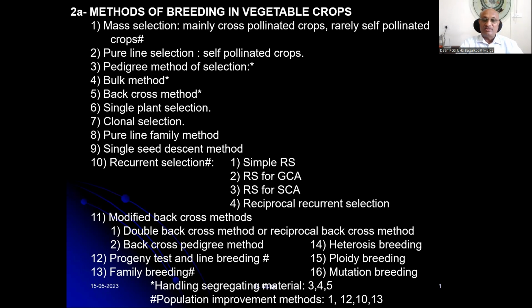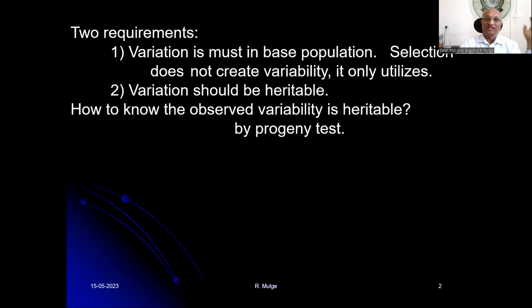If you just look at all these methods, as I explained, there are methods suited for self-pollinated crops, there are methods suited for cross-pollinated crops, there are methods for population improvement, and there are methods for handling the segregating material. If you remember this, then you will not get confused when recalling the procedure involved in each plant breeding method. This is very important. So we can discuss these plant breeding methods in future classes.